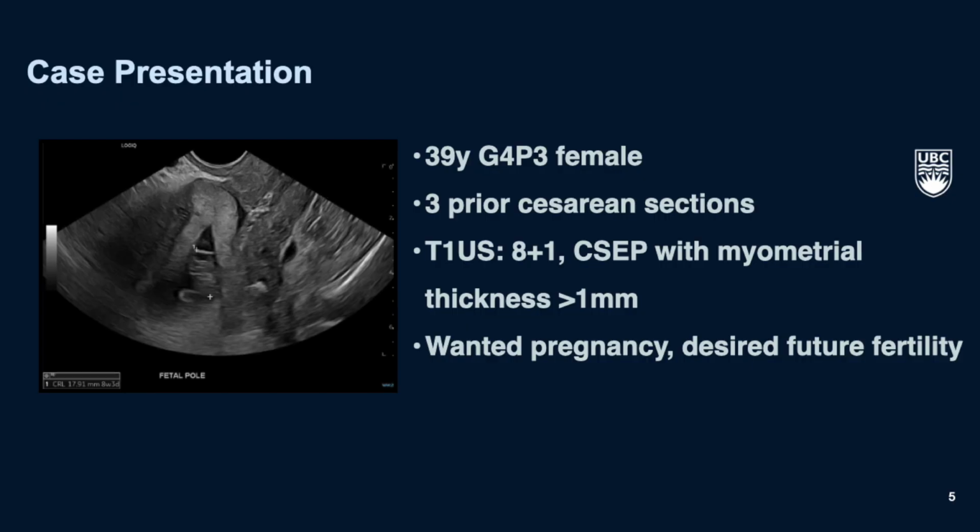In this video, we present a case of a 39-year-old G4P3 with 3 previous cesarean sections and suspected CSEP on her dating ultrasound. Further characterization demonstrated an overlying myometrial thickness of only 1 millimeter. This was a wanted pregnancy and she desired fertility in the future.